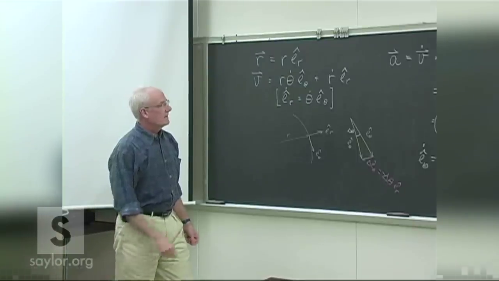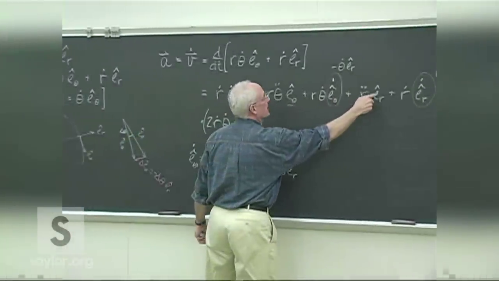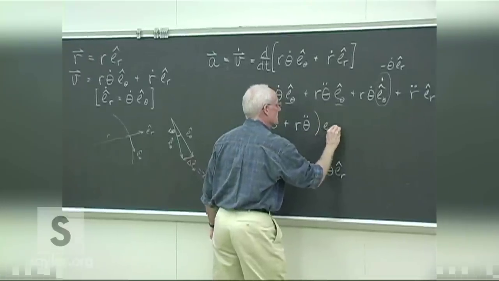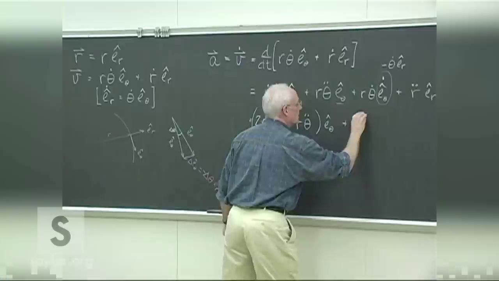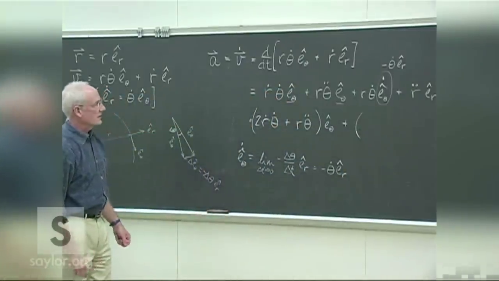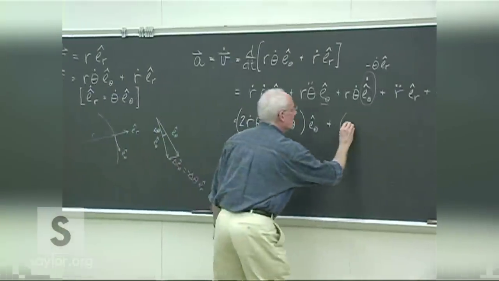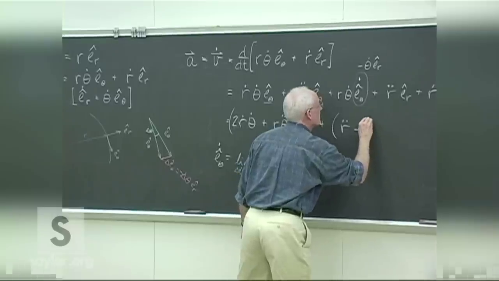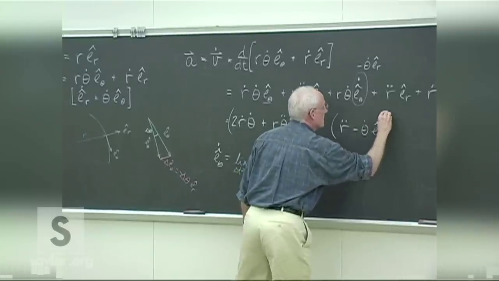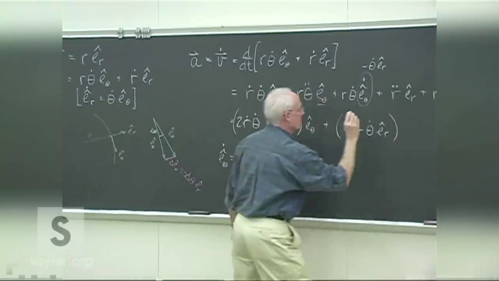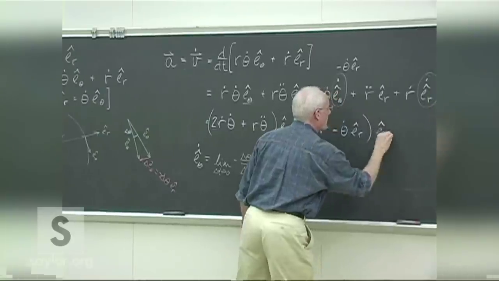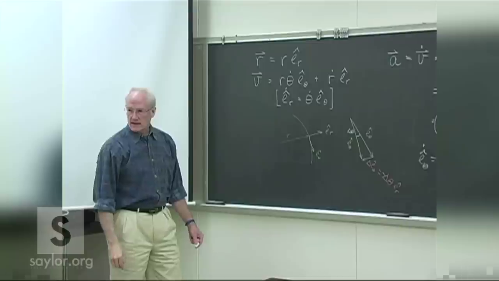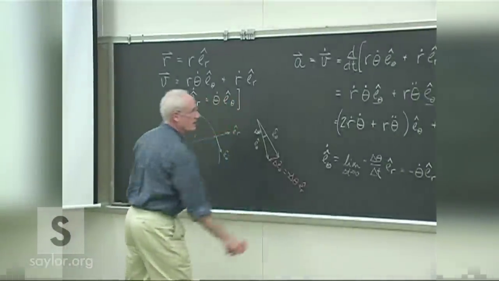And then the two components in the radial direction. Oh, wait, this is in the theta direction. Plus the two components in the radial direction: r double dot minus r theta dot squared, e r in the r direction. That's beautiful. That's a big chunk of work there already.